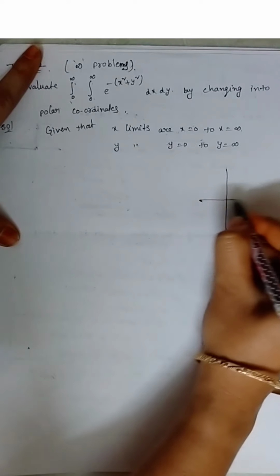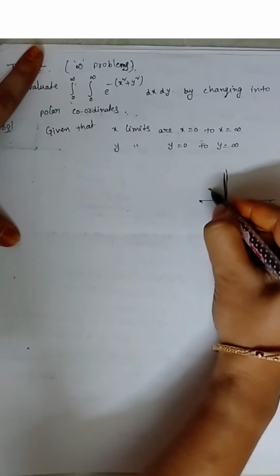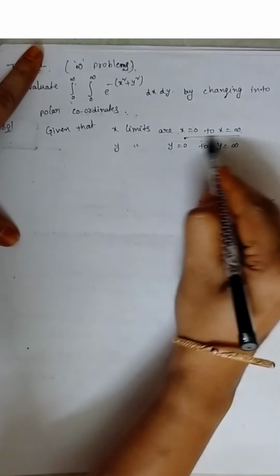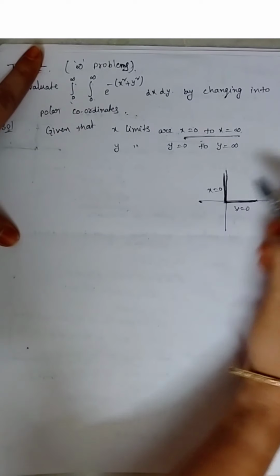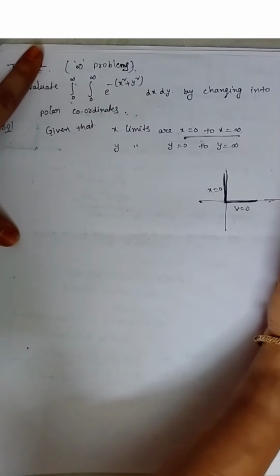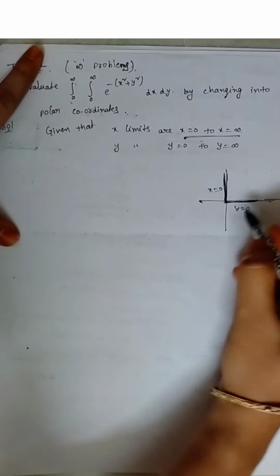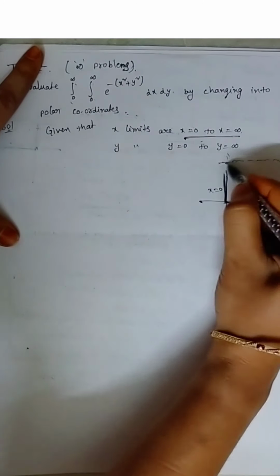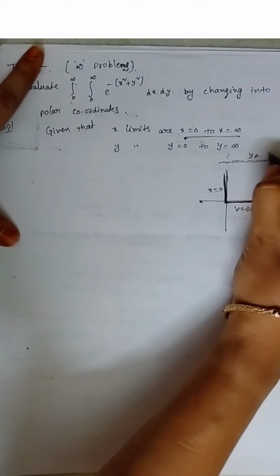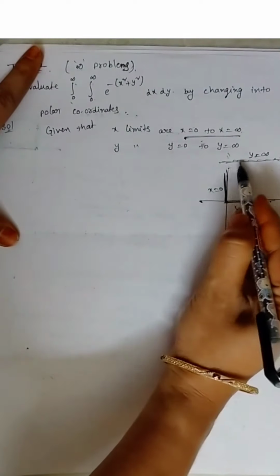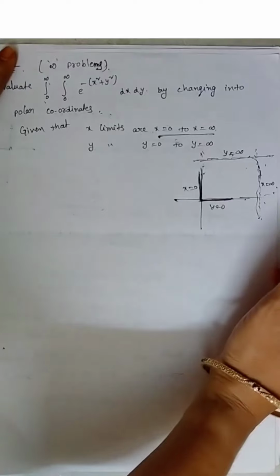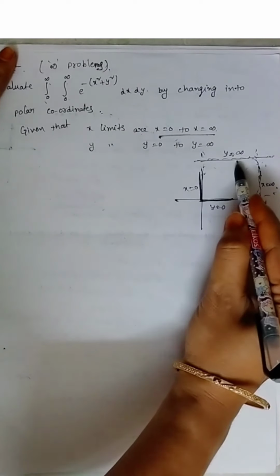See, observe this. So x equals to 0 and y equals to 0. X equals to 0 to x equals to infinity, somewhere x equals to infinity will be. So this is x equals to infinity and y equals to 0, and y equals to infinity also touches somewhere in the space. Y equals to infinity is here, x equals to infinity will be here. So x equals to infinity and y equals to infinity somewhere.